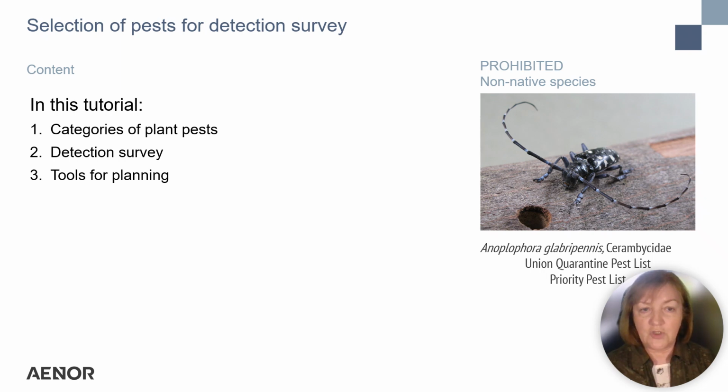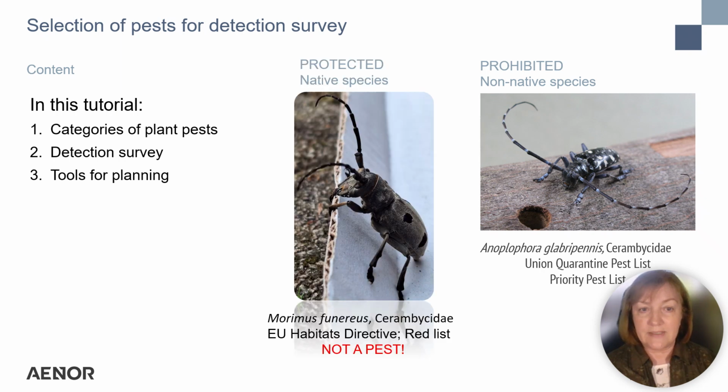The pests such as Anoplophora glabripennis are categorized as Union quarantine pests. We would like to protect plants against them. Its cousin, Morimus funereus, from the same family Cerambycidae, would also go extinct in case of quarantine pest spread, as it is already now endangered and on the red list of the EU Habitats Directive as a protected species.